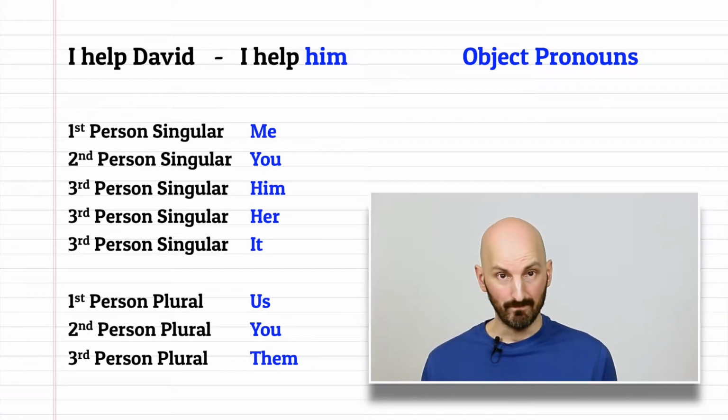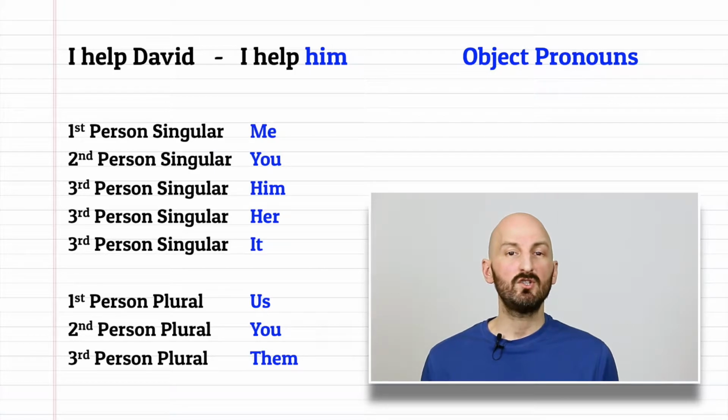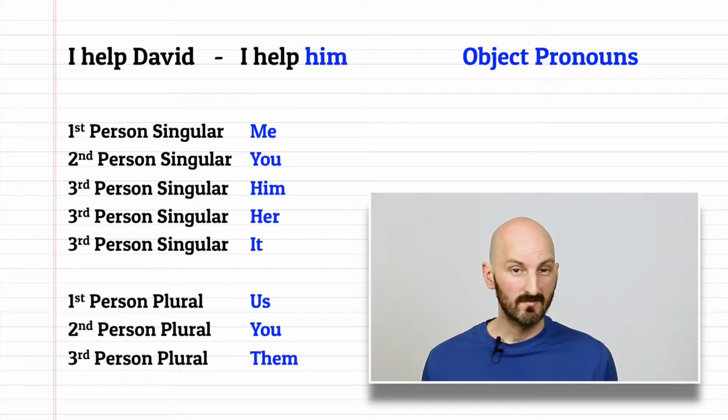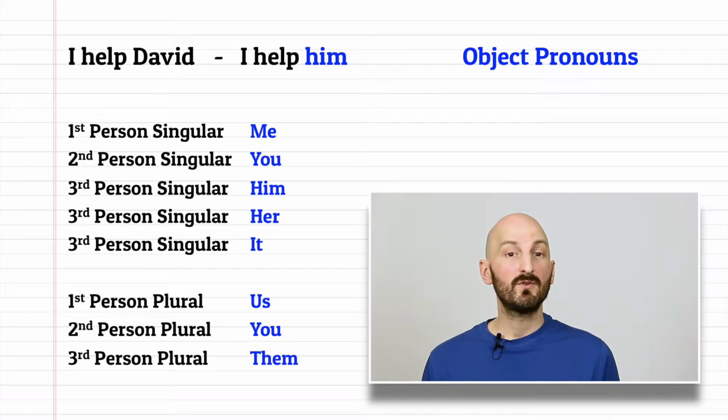I help him. Now let's think. Is the object new information? No. Is the sentence meaning obvious? Yes. So we can use an object pronoun to replace an object that is known when the meaning is obvious. We use object pronouns in the same way as subject pronouns. First person, me, us. Second person, you, you. Third person, him, her, it, them. Again, try to think of pronouns as individuals and groups, singular and plural.